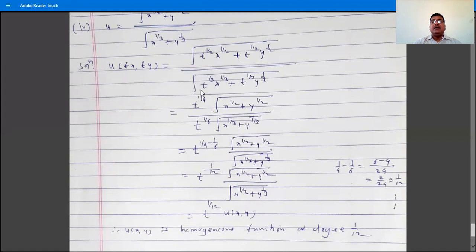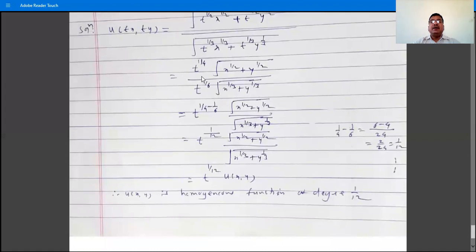Similarly, we take t raised to 1 by 3 common from this root, and so it becomes root of t raised to 1 by 3, and root of t raised to 1 by 3 means t raised to 1 by 3 raised to half means t raised to 1 by 6. In bracket we have x raised to 1 by 3 plus y raised to 1 by 3.